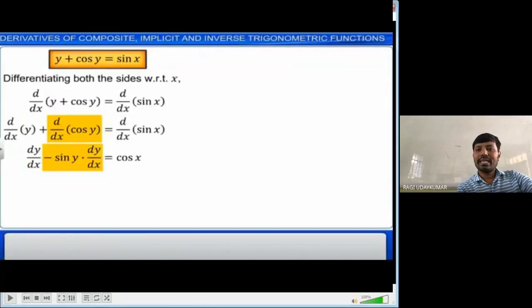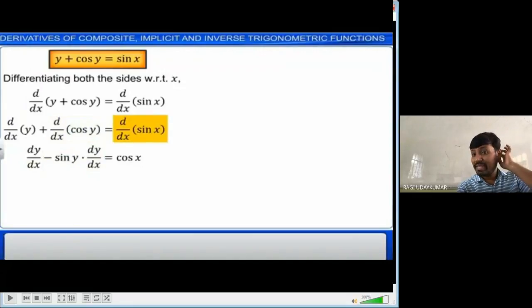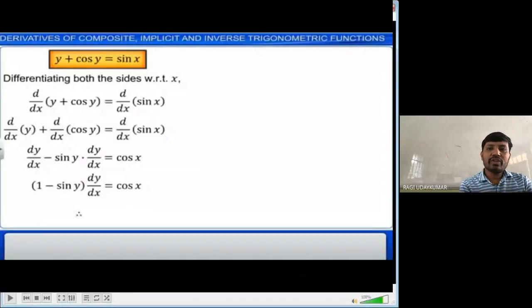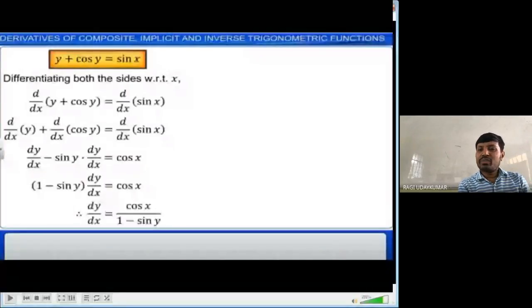So what do you get here? In two places you get dy by dx. And d by dx of sin x will be equal to cos x. When you take dy by dx common, you get 1 minus sin y. Therefore dy by dx equals, taking 1 minus sin y to the right side, cos x by 1 minus sin y.